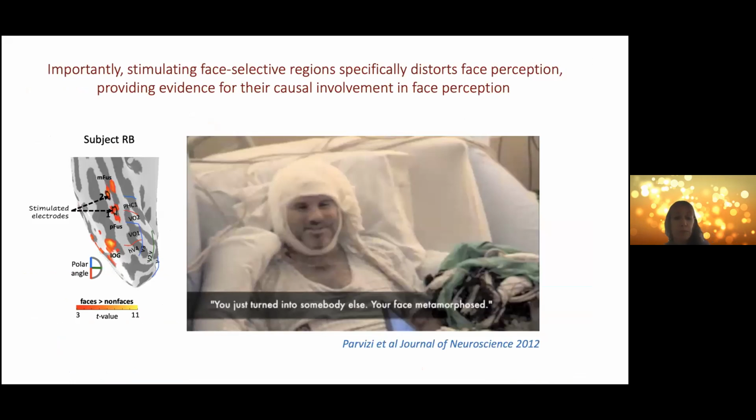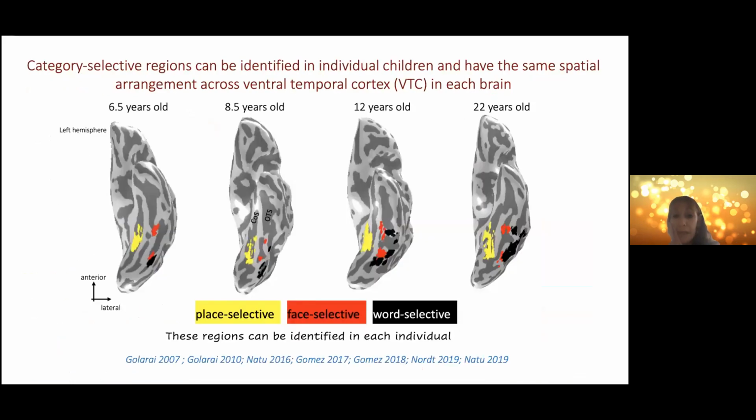Furthermore, some research from our group as well as others has shown that these regions are causally involved in the perception of the relevant categories. For example, if you stimulate the face selective regions, you'll find specific impairment in the perception of faces. In the case of developmental research, these category selective regions are interesting because they can be identified in individual people and even in our youngest children.